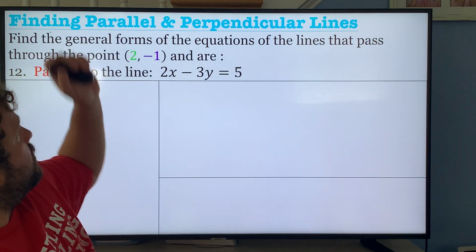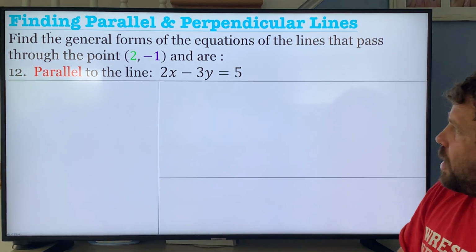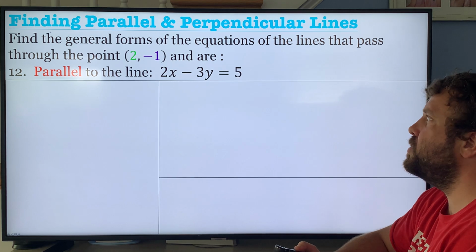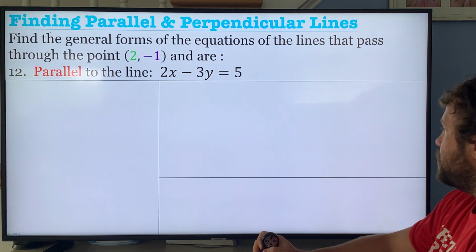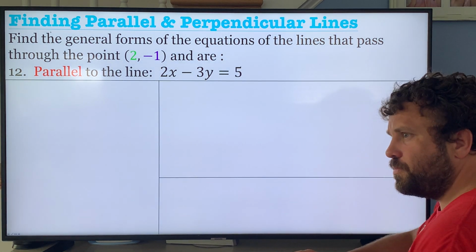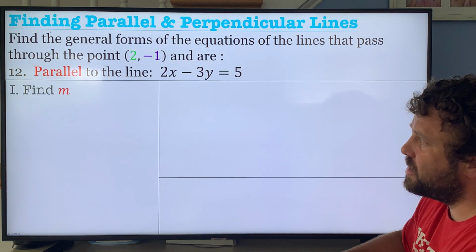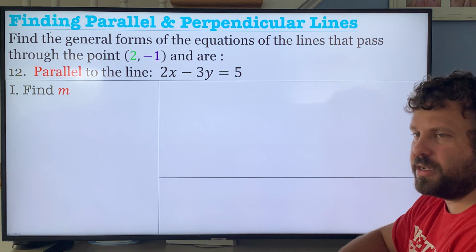Let's move on. General forms of a line. I want you guys to tell me. Find the general form of the equation of the line that passes through point (2, -1) and is parallel to the line 2x minus 3y equals 5. So, try it on your own. You want some hints? Here's some hints. Parallel lines have the same slope. So the first hint is to find m of your original equation. So isolate y.